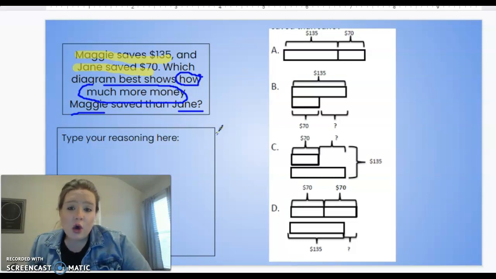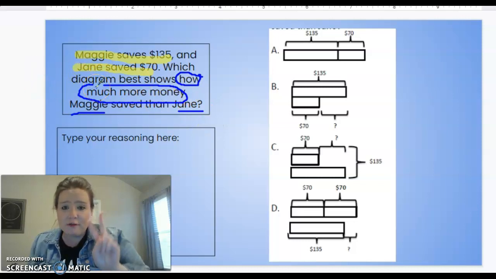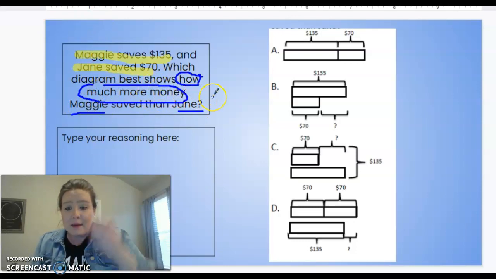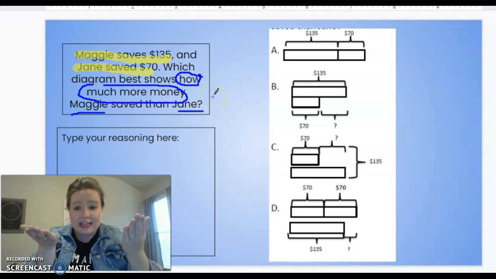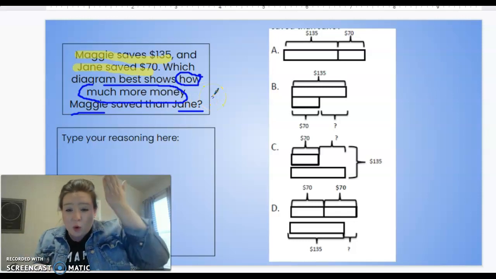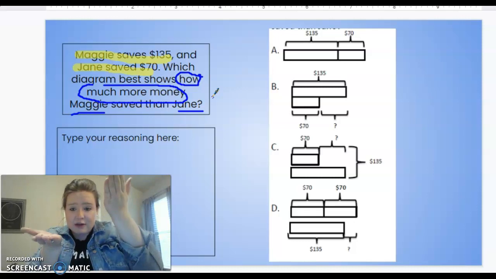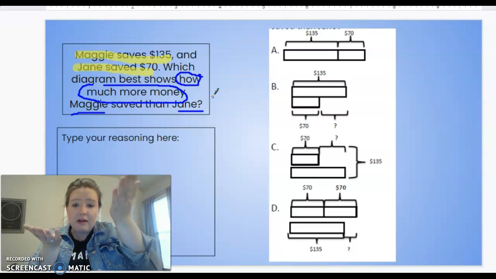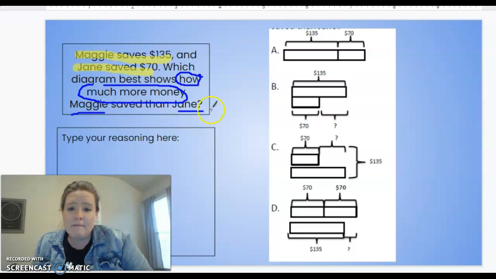Okay, so I know that this is going to be a subtraction problem. I am comparing two different amounts. All right? I want to know how much more Maggie has than Jane. That is a comparison. Maggie has a certain amount and Jane has a certain amount, but Maggie has more than Jane. What is the difference? How much is in between the amount of money that Maggie has and the amount of money that Jane has, okay? How much more does Maggie have than Jane?